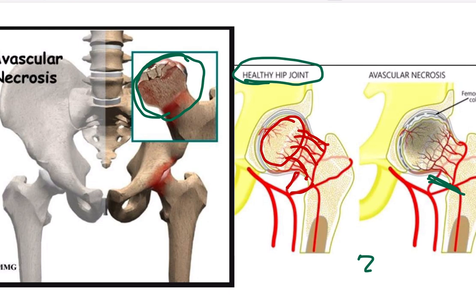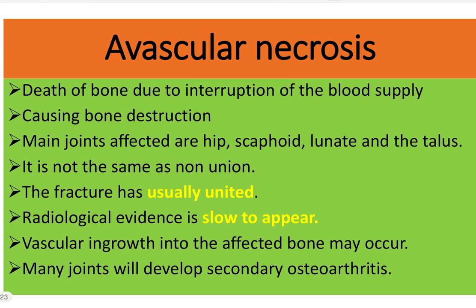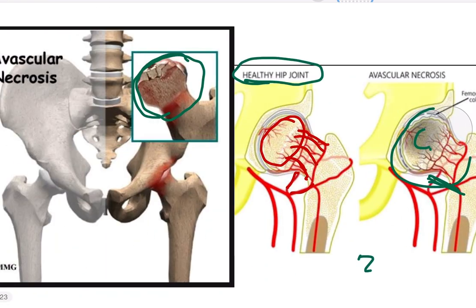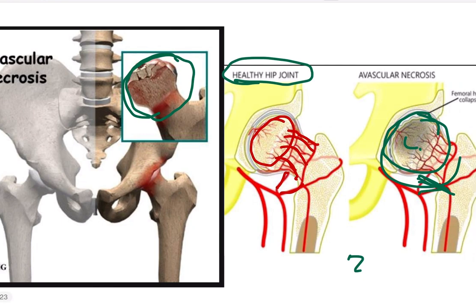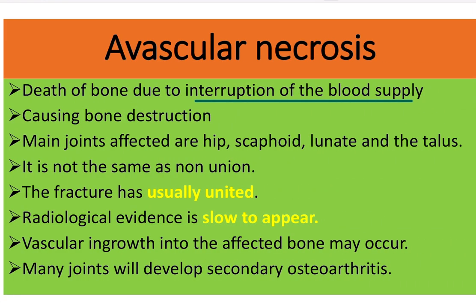When blood supply fails, there is usually development of avascular necrosis. There is ischemia, so avascular necrosis develops. Avascular necrosis is death of the bone due to interruption of the blood supply. So this is the first mechanism by which avascular necrosis develops, due to loss of the blood supply. Here the head area gets blood supply from the artery, and it causes bone destruction.